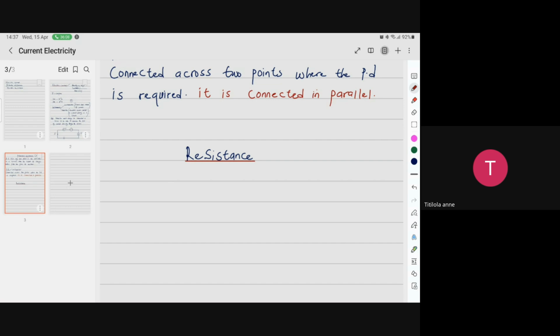Now let's go about resistance. When it comes to resistance, you talk about a good conductor and a poor conductor, and then an insulator. Like I mentioned earlier, if you are a good conductor, it means that your resistance is low. A poor conductor, resistance is high.